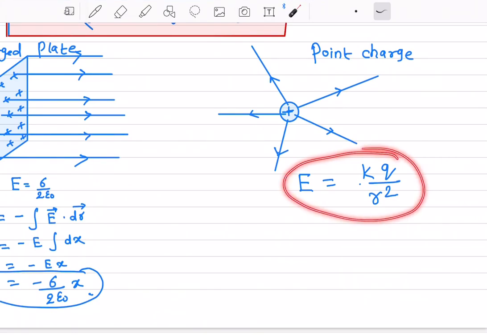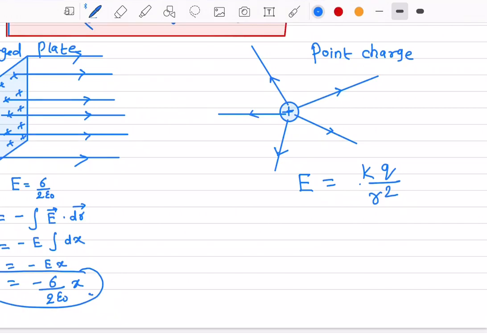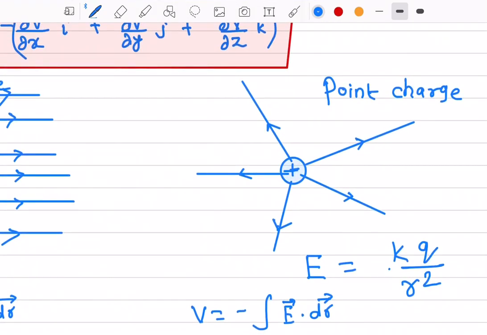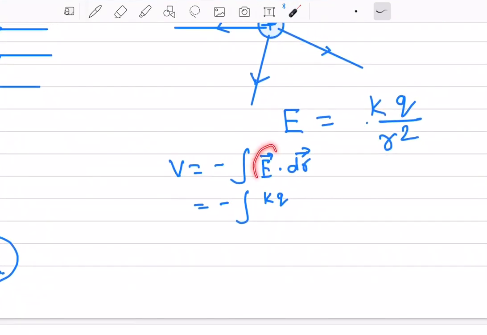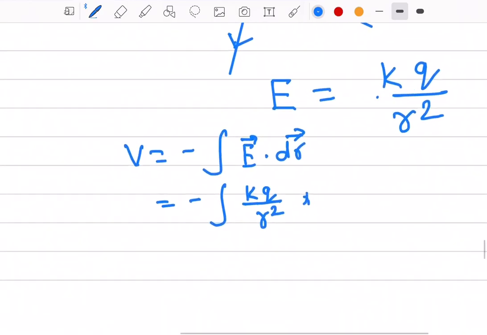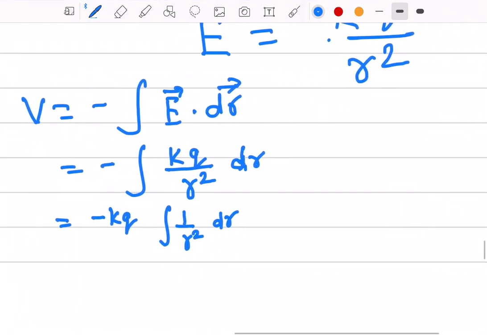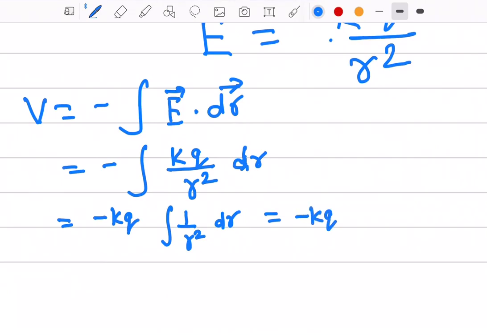Now the same thing for the electric field due to a point charge, which is given by this equation. Now let's calculate the potential. The formula for calculating the potential is the integral of E dot dr. And here E can be given by kQ over r squared, and the electric field is always along the radial direction. The angle between the electric field and the position vector is 0 because both point in the same direction. So I can write kq over r squared times simply dr. kq is a constant, so 1 over r squared dr.